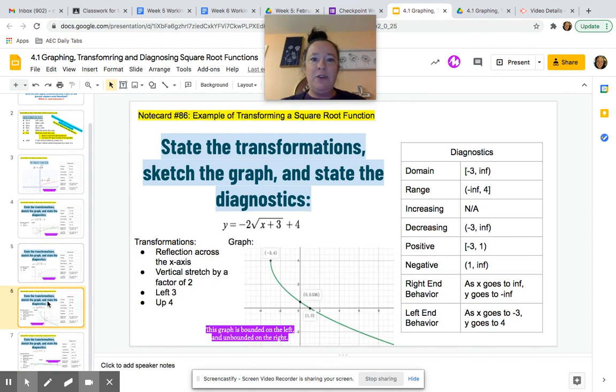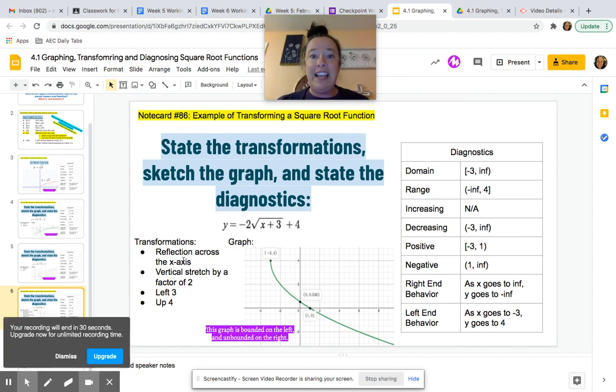All right, next note card. Just listen to me first and then pause me after I go over it. All right, so this one's got a lot happening. We've got a negative in the front. That's a reflection across the x-axis. Oh, but this video is about to be over. So just get your note card 86 ready and join me in the next video.